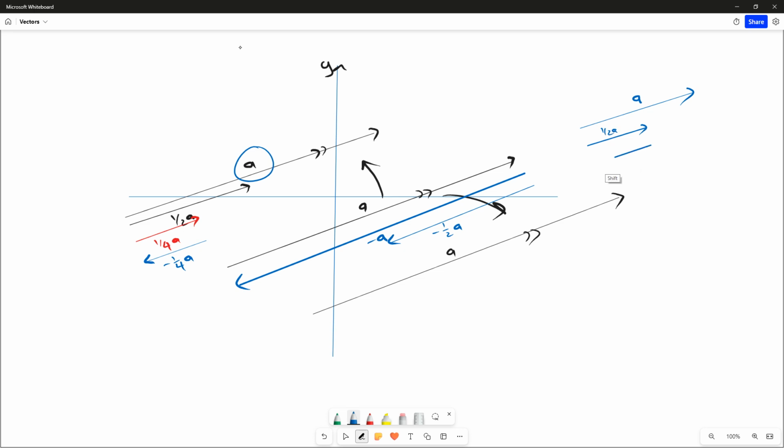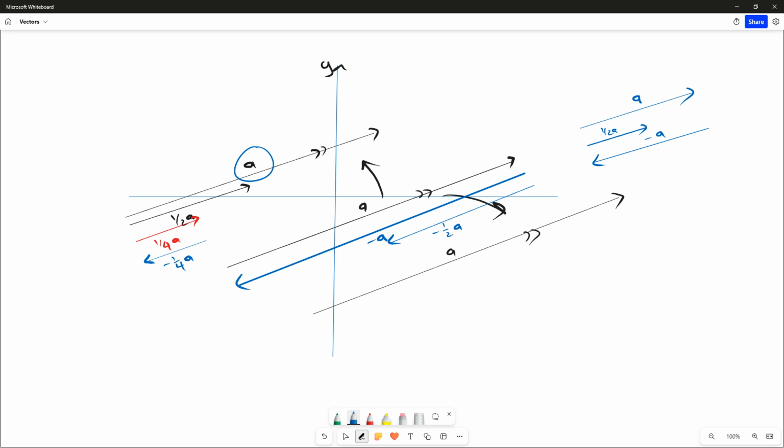You can have vectors that go in the opposite direction, which will be negative A. And then you can have half or plus of that. And that will be just vector A for that one. All right, so just a bit of notation on vectors.